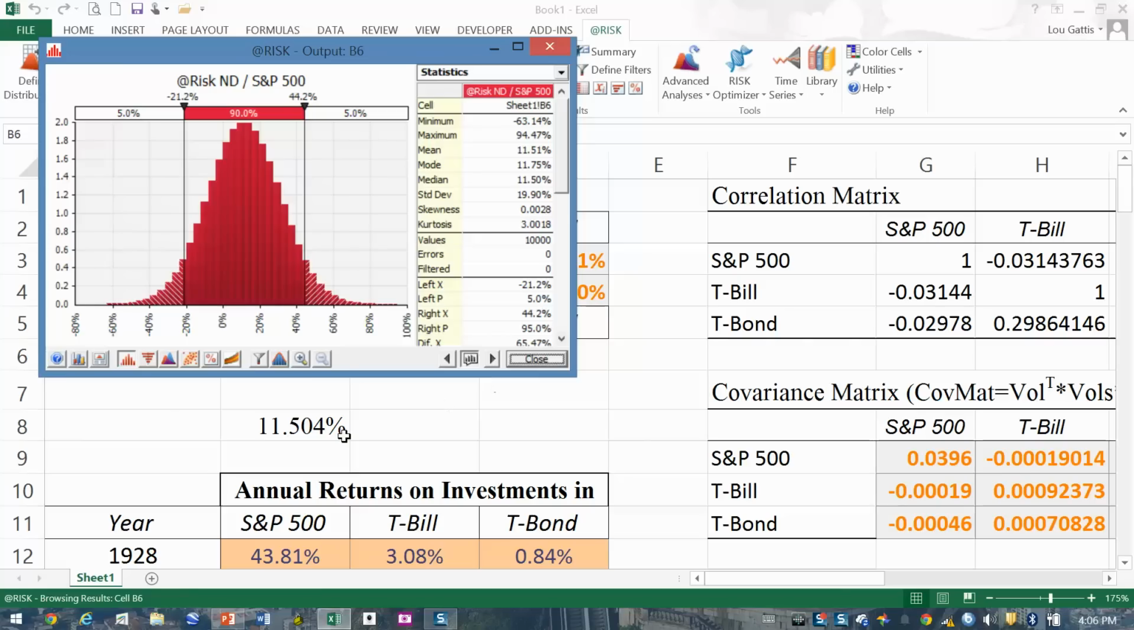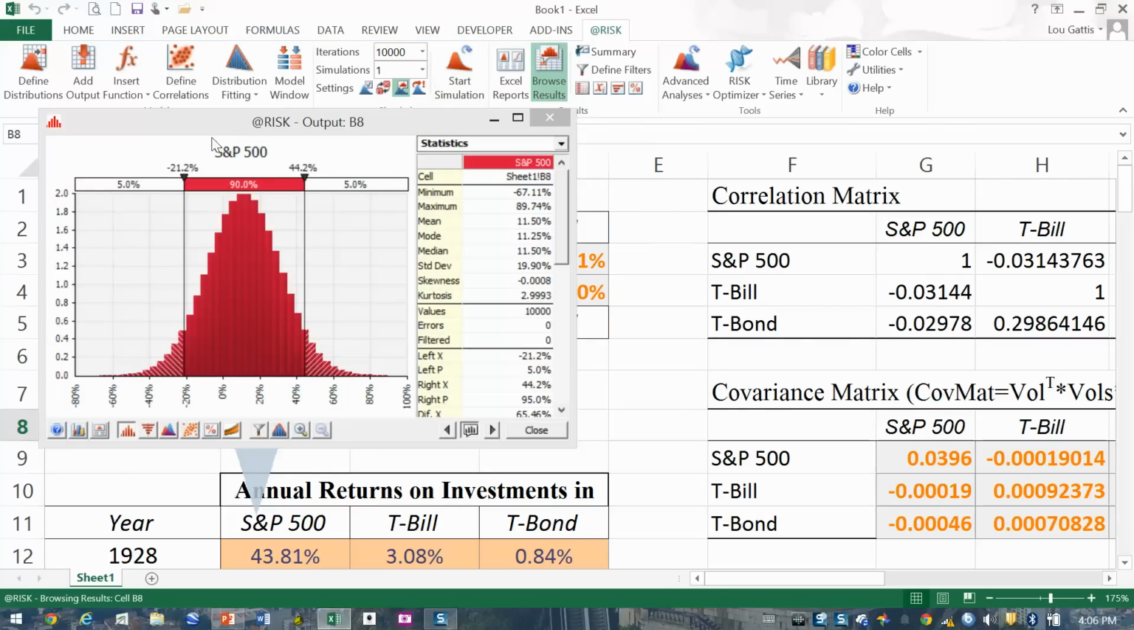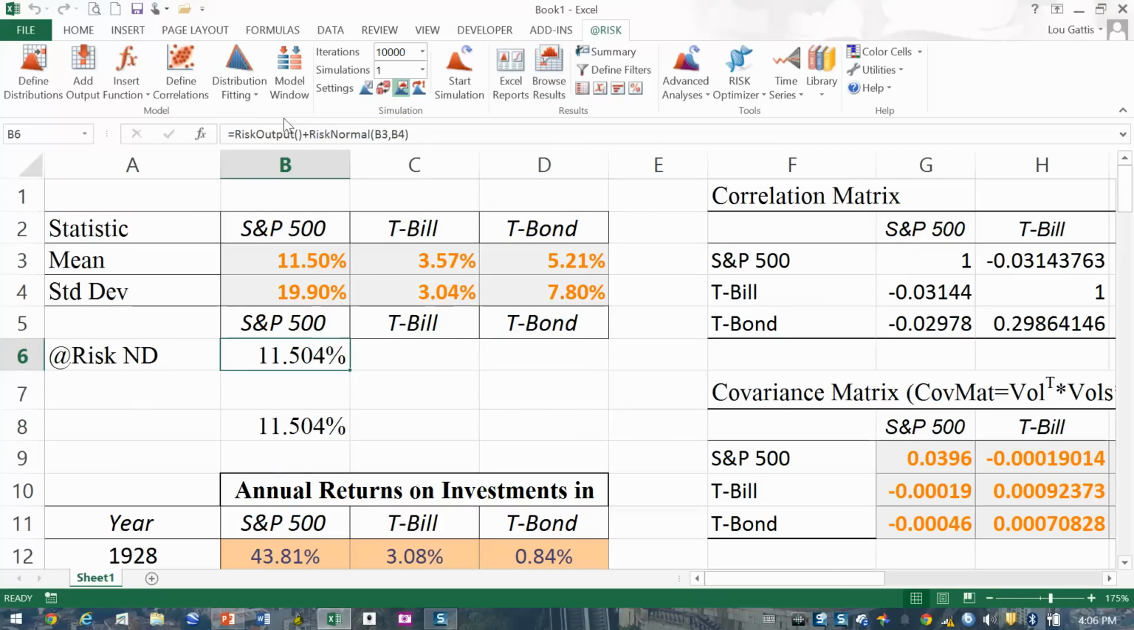Now, if I use this cell and browse those results, notice you get the same value. So there's two different ways of putting normal distributions in. I can either just take mean plus RiskNormal 0, 1 times standard deviation, or when I input the distribution, I could just make it RiskNormal mean, standard deviation. I'm going to take the output out, and I'll delete this one. Now I'm just going to copy this formula over.